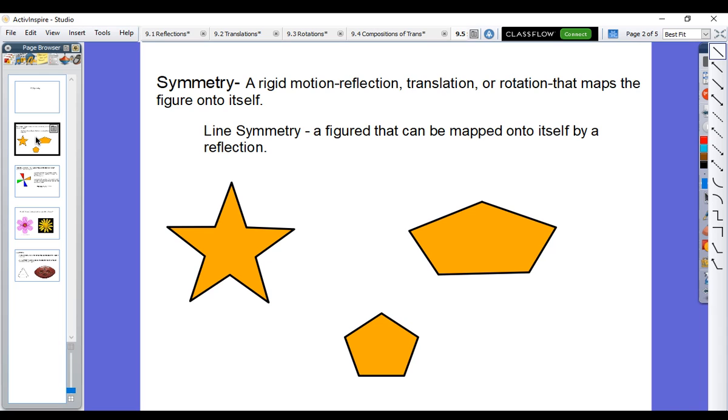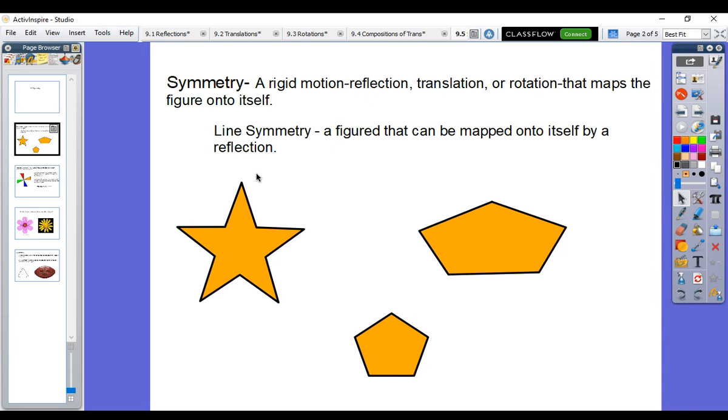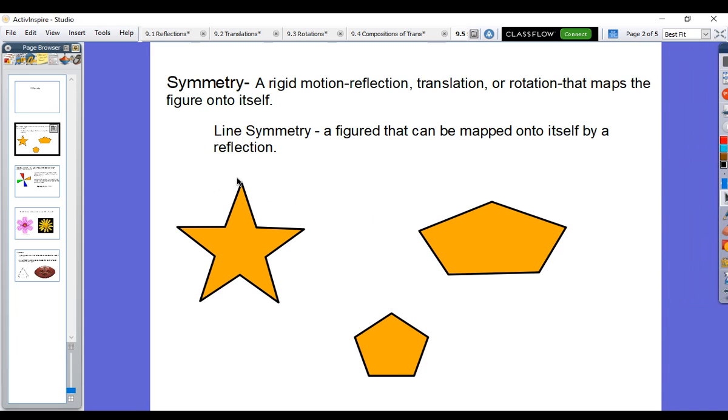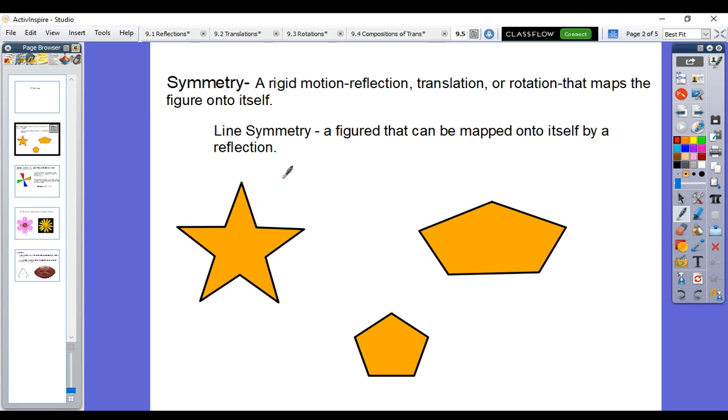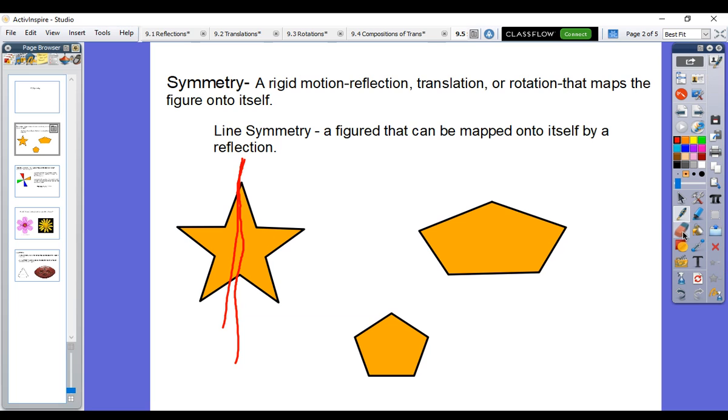Now, for example, a star has reflection symmetry. So if I were to cut it straight down the middle here, it's a horrible line, but pretend it's down the middle. This half can reflect over to this half, and it'll be exactly the same. So it has reflection symmetry.